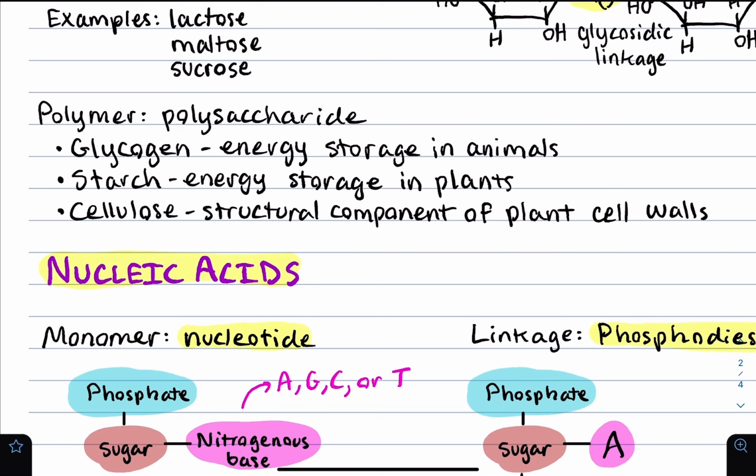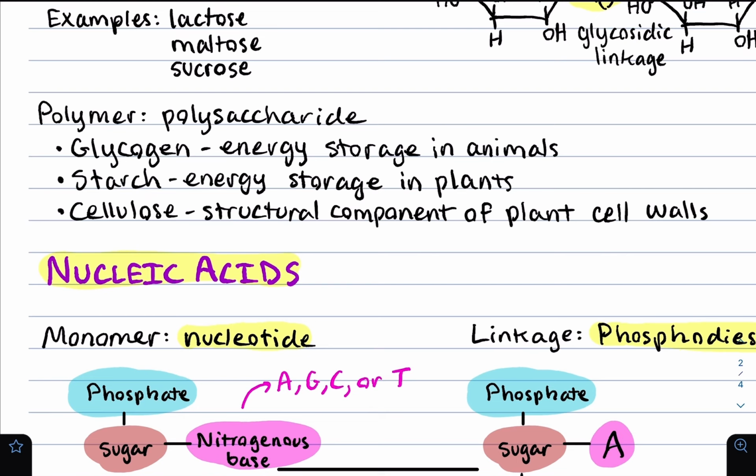There are 3 kinds of polysaccharides that you should know. Glycogen is energy storage in animals, starch is energy storage in plants, and cellulose is in cell walls of plants. We as animals do not have cell walls. We don't have cellulose. We also don't have starch. We can eat starch and digest starch. We cannot digest cellulose, even if we eat it.